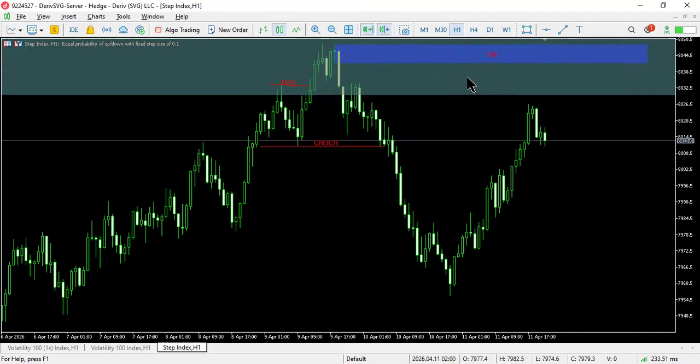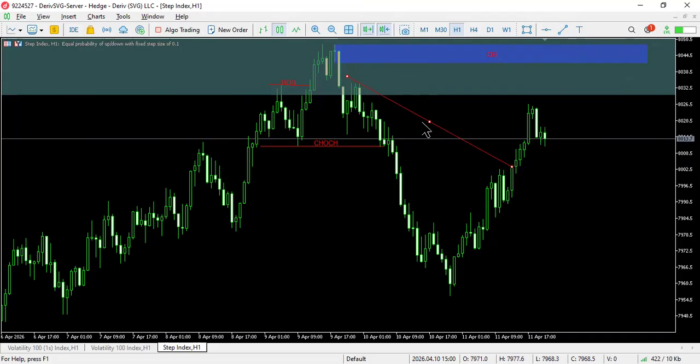Now we are waiting for price to go and clear the liquidity that is seated here, the trend line liquidity that is sitting here, clear that liquidity, and then tap us into that order block right there. And then we can expect a move to the downside.